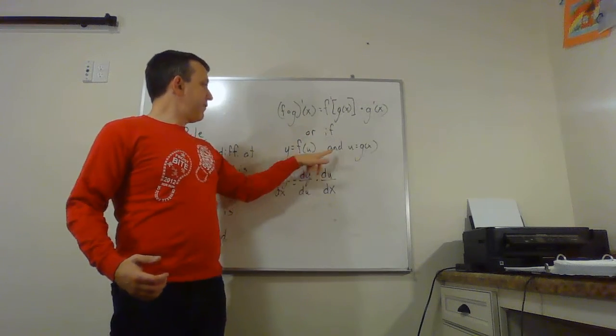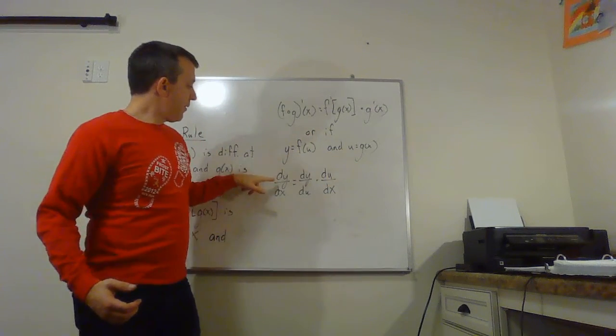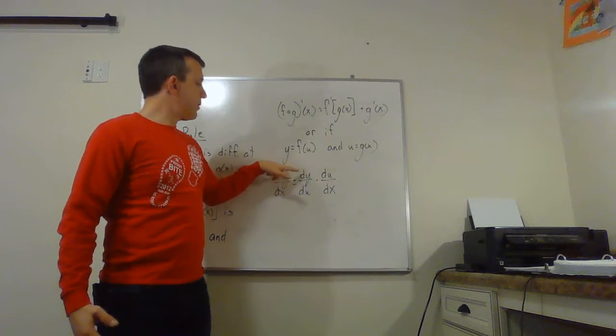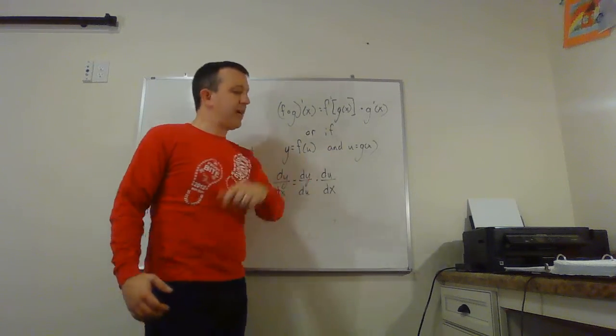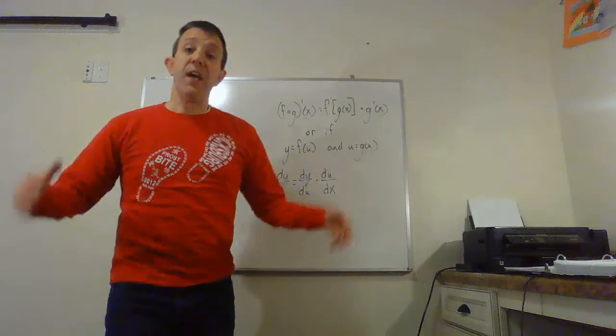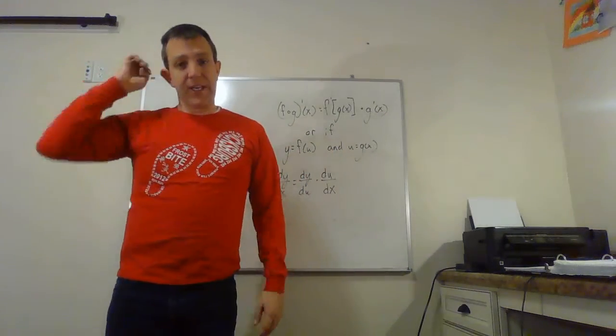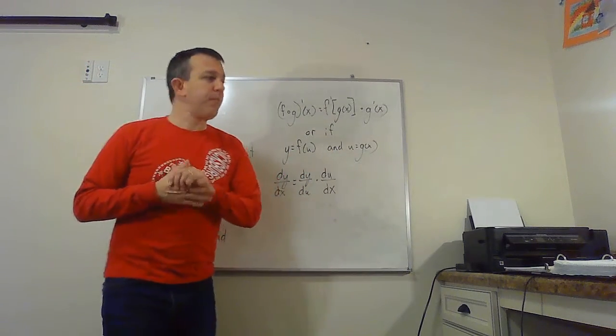Or if y is equal to f of u and u is g of x, the derivative of y with respect to x is equal to the derivative of y with respect to u times the derivative of u with respect to x. That's a mess, or at least it sounds like it. It's really not too terrible.